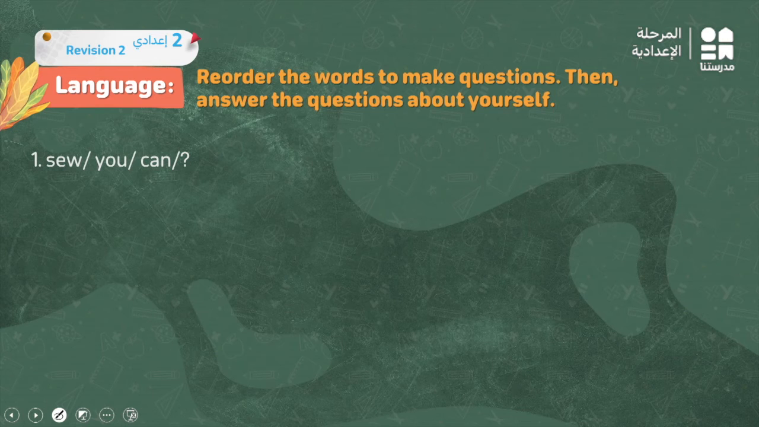Okay, so where is the helping verb here? Can or so? Definitely, it's can. This is the helping verb. So I will start with it. Can, then subject, then the main verb. Can you sew? Can you sew? This is the question. If I'm answering it myself, I will say, no, I can't.